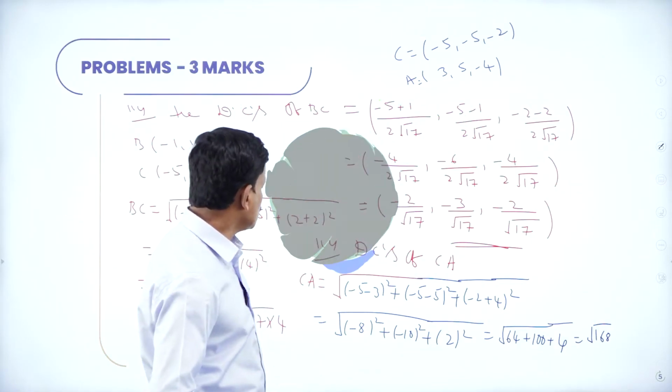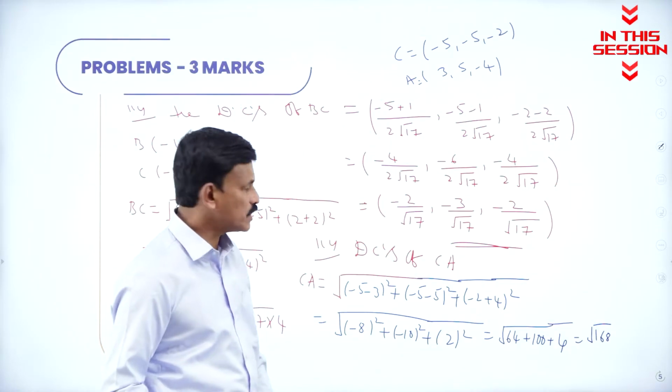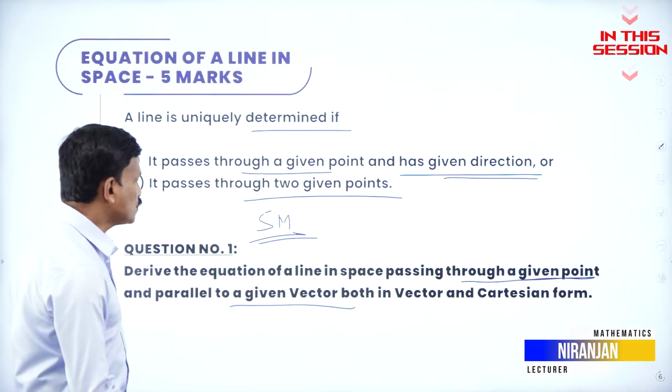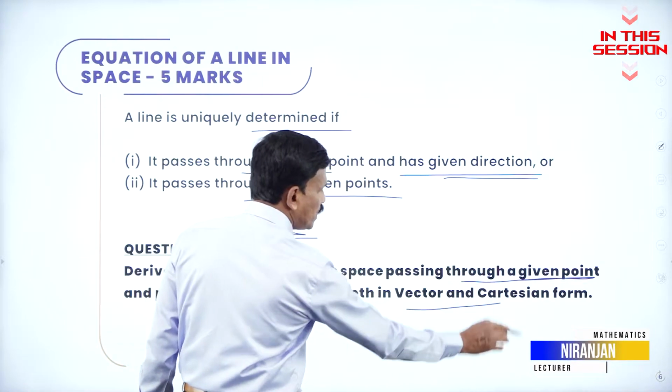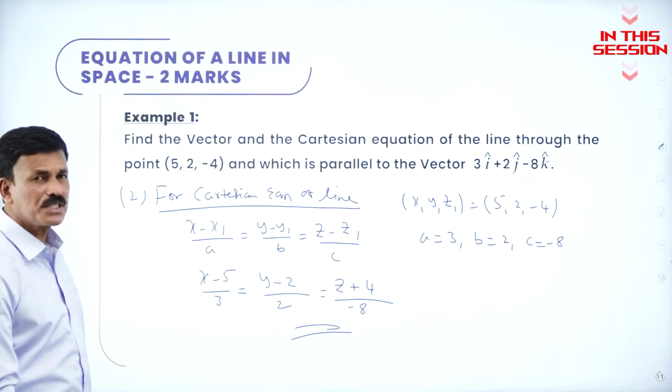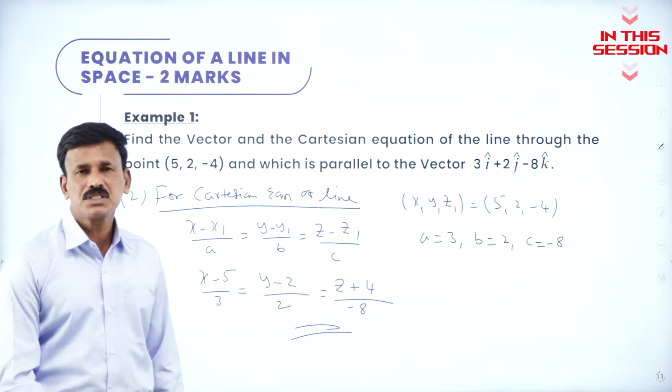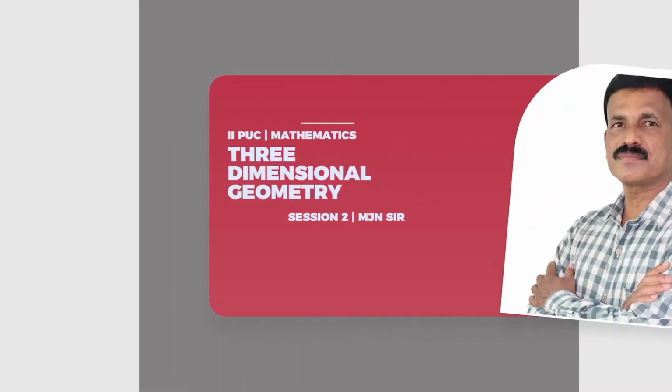So the distance CA is equal to root of 64 plus 100 plus 4, which is 168. Any equation of a line which passes through a given point and is parallel to the given vector, both in vector and Cartesian form. This is the Cartesian form: (x minus 5) by 3, (y minus 2) by 2 is equal to (z plus 4) divided by minus 8 is the Cartesian equation of the line.